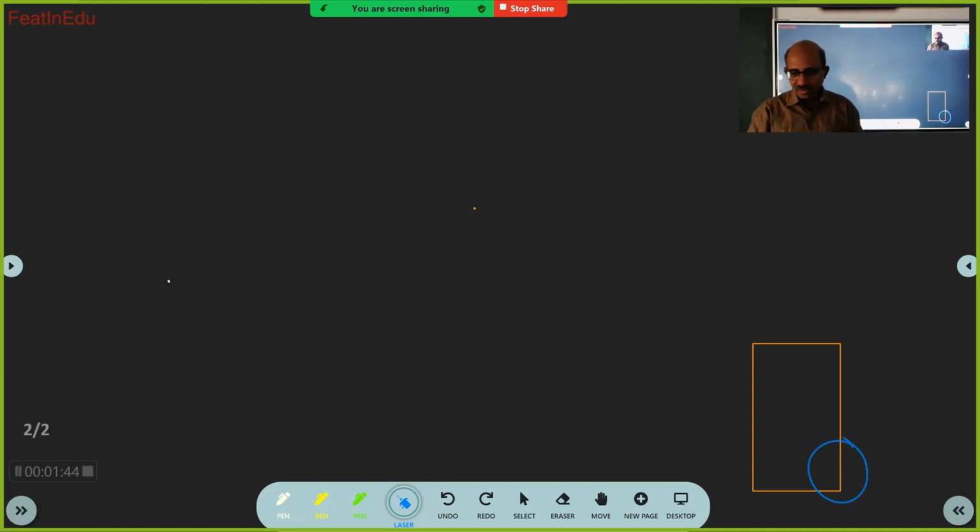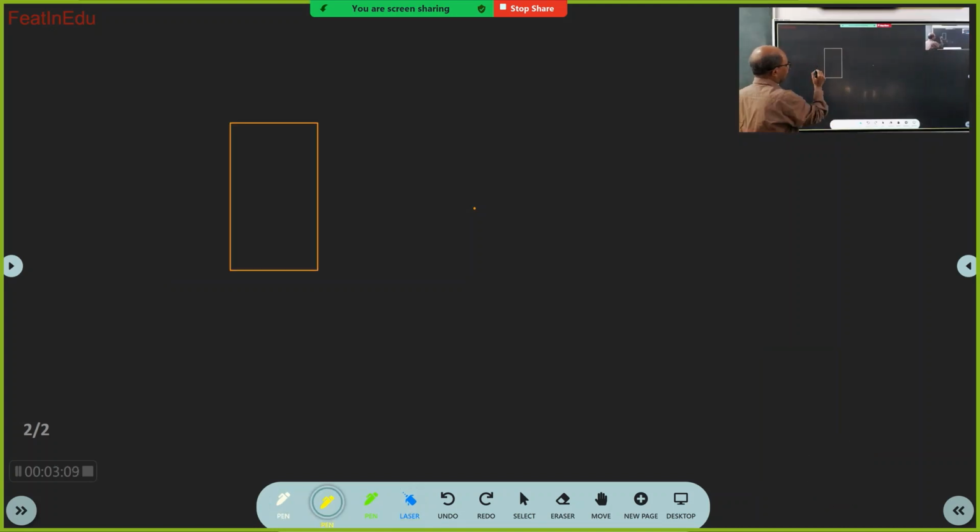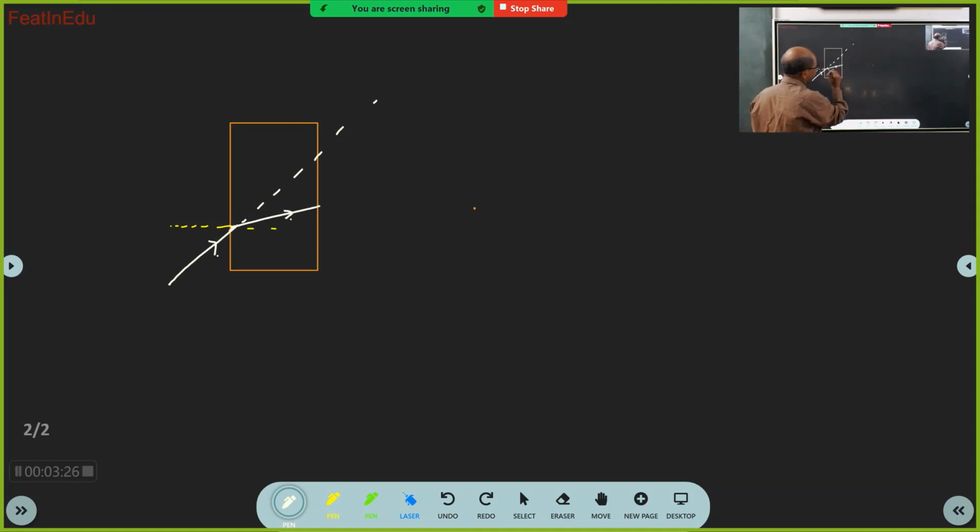So the lateral shift is all going to depend upon this. What you need to do is define one normal. This is the normal to the slab. Then you define a ray of light like this. Now this ray of light will have traveled like this. Now because of the glass slab, it will bend towards the normal.